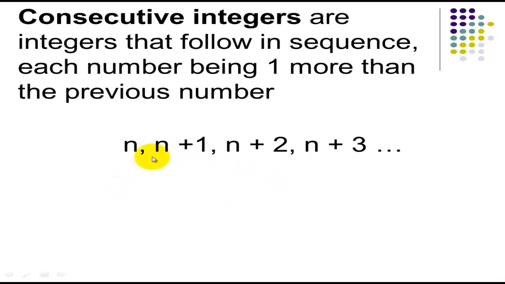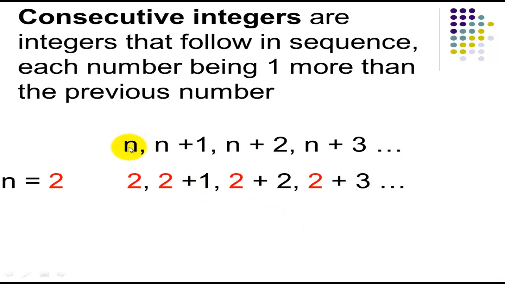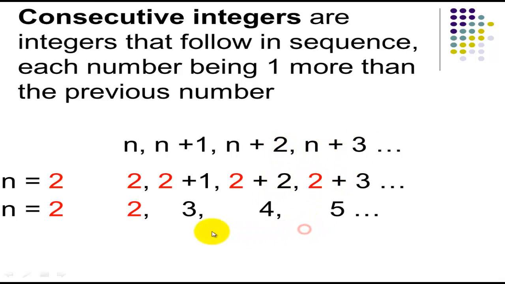This will be the expression that we are going to use to represent consecutive integers. If n is our first integer, the next integer will be n plus 1, followed by n plus 2, followed by n plus 3, and then n plus 4, and so on and so forth. So let's have an example. If n is equal to 2, then if we replace all n's here by 2, you will have 2. 2 plus 1 is 3. 2 plus 2 is 4. 2 plus 3 is 5. And this will be your consecutive integers, 2, 3, 4, and 5.